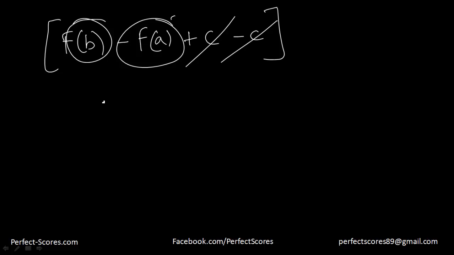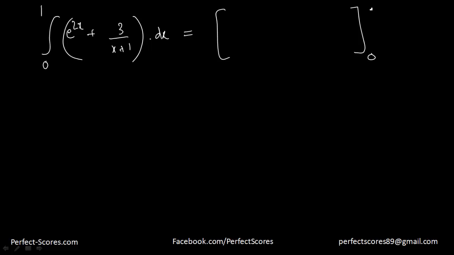Fine. So suppose you're understanding this point. Let's go ahead and pick up a question. Let's suppose we want to find the integral of this function here. First of all, we will find the antiderivative, keeping the lower and upper bound here. So the antiderivative of e raised to the power 2x is going to be equal to 1 by 2 into e raised to the power 2x, because I have to take care of this 2 first. Then it's going to be plus 3 into this, so that's going to be log of x plus 1.